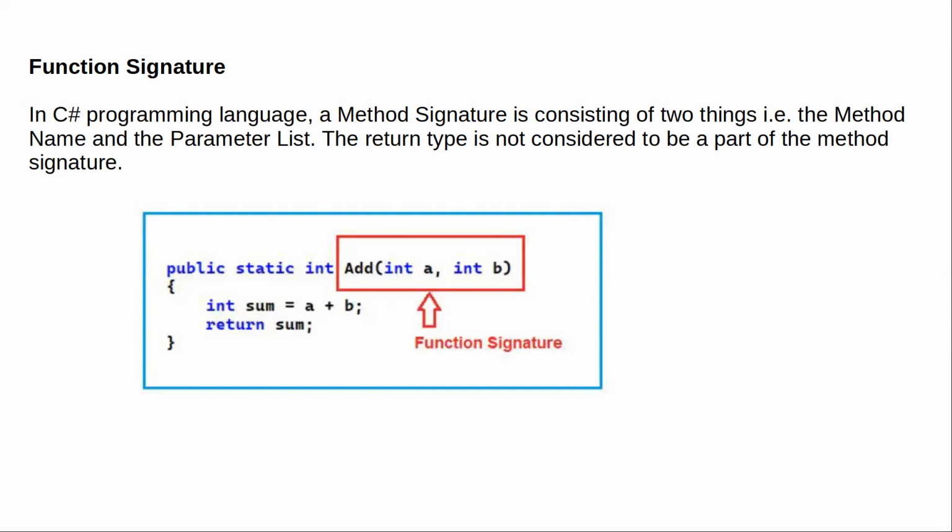Remember guys, I said only the method name and the method parameters. It doesn't bother about the kind of return value you are going to send. It's an entry question, guys: does the function signature also contain the return value or not? Return value is not considered. It only takes the input parameters plus the function name.